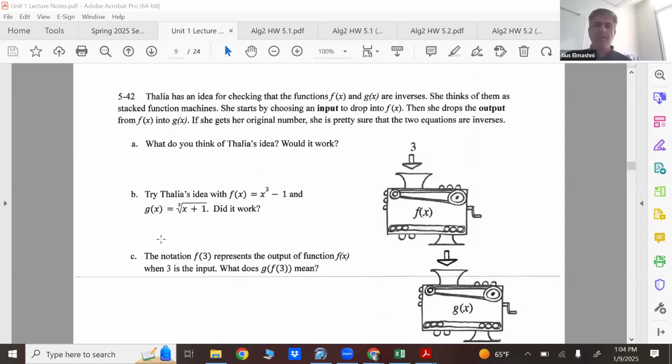Okay, 542. Talia has an idea for checking if the functions f(x) and g(x) are inverses. She thinks of them as stacked function machines. That's fine. She starts by choosing an input to drop into f of x. Then she drops the output from f(x) into g of x. If she gets her original number, she's pretty sure that the 2 equations are inverses. What do you think of her idea? It's good. It's great. That's exactly what you want. The reason why, well, let's go through part B and you'll see why.